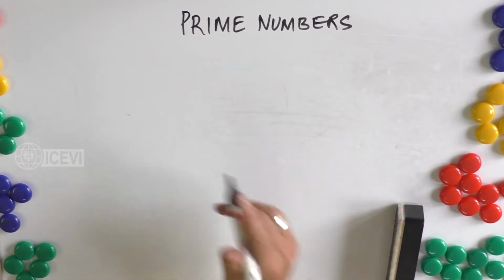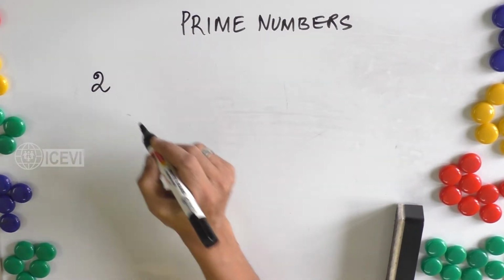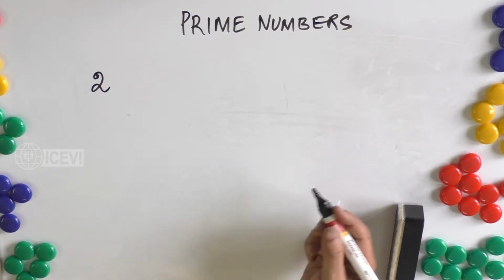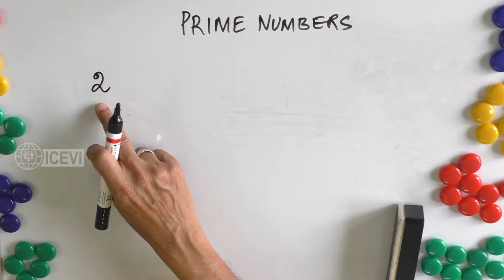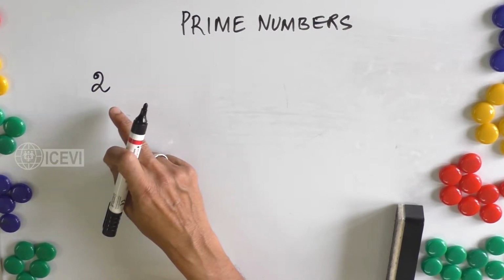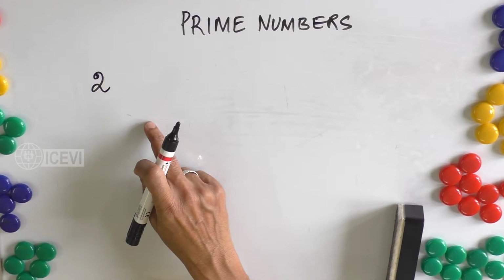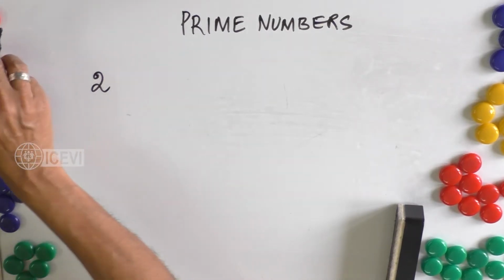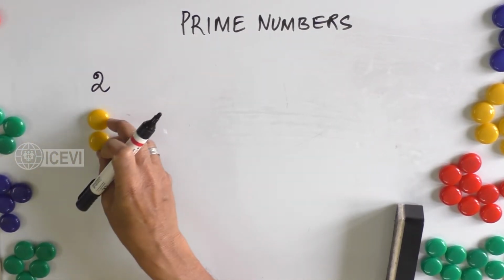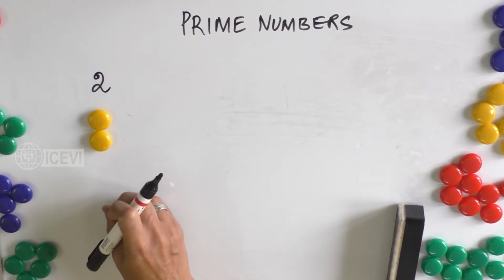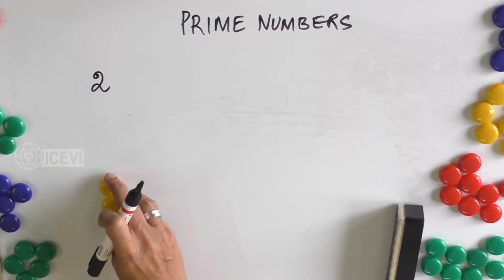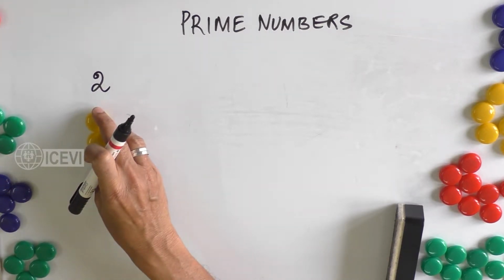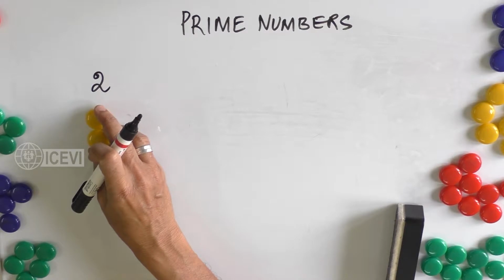Now let us take 2. Is it a prime number? We have to apply the definition. Well, how many divisors are there? Well, 1 and the number itself. So that means, if we take 2, 1 is a divisor and 2 is a divisor. That means there should not be any kind of remainder. So 2 is a prime number.